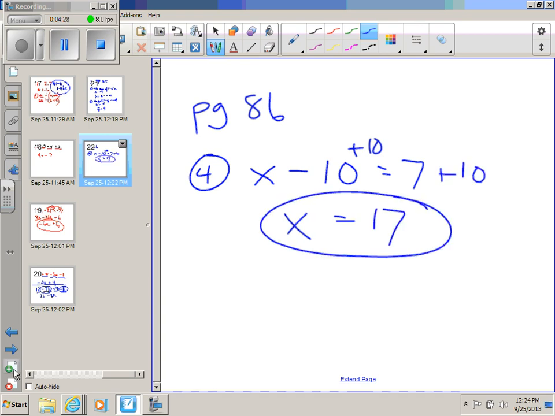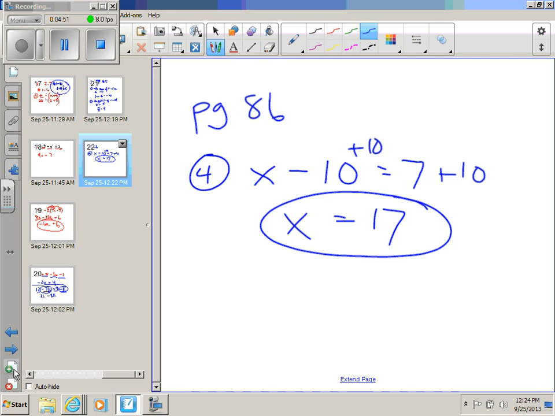Now, you could have reasoned through it on your own and said, okay, what minus 10 is equal to 7, and figured that it was 17. However you decide you want to go at it is totally fine. But if you always focus on the opposite, you at least have a method, you at least have something to go from.